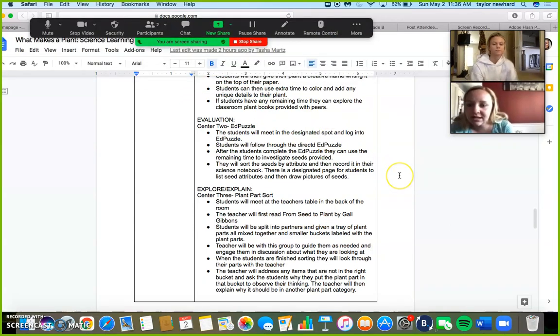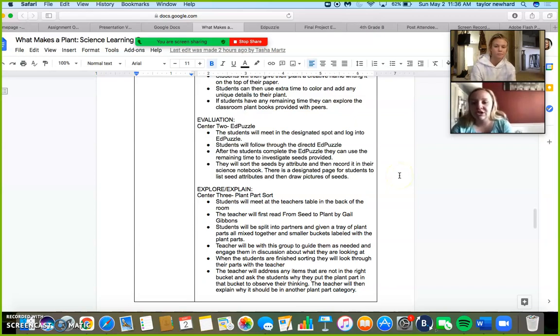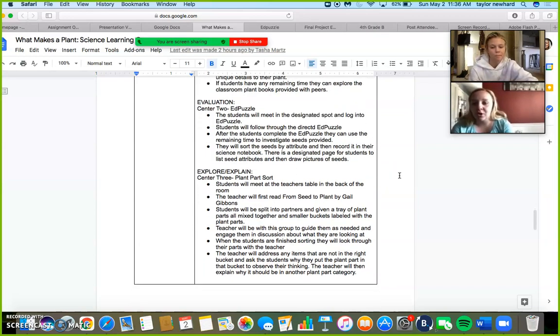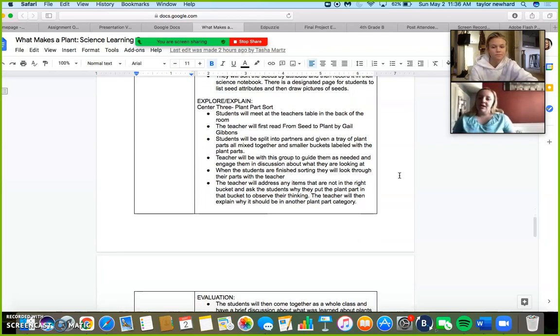Okay, and then our last center is really focusing on explore and explain. So this is the teacher-guided one, and this is the plant part sort. Students will meet at the teacher table. The teacher will first read the book From Seed to Plant by Gail Gibbons, and this includes a lot of vocab. Students will be split into partners and given a tray of plant parts all mixed together, and then smaller buckets labeled with the plant parts.